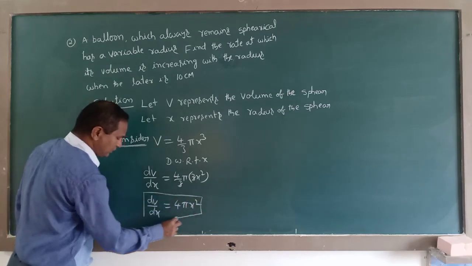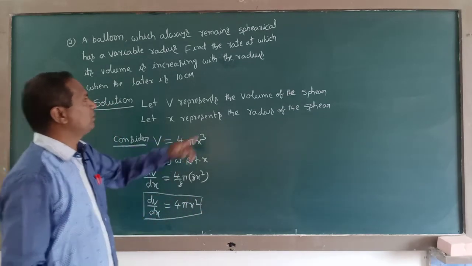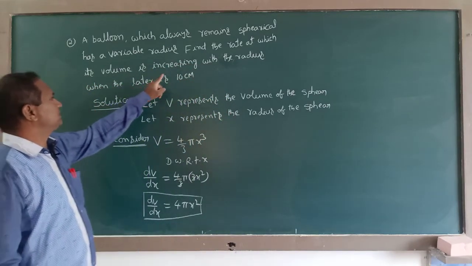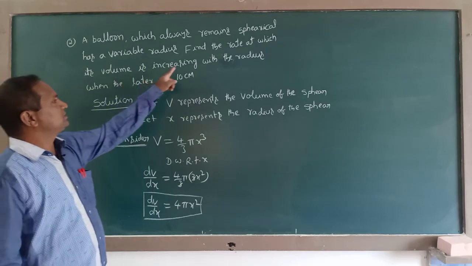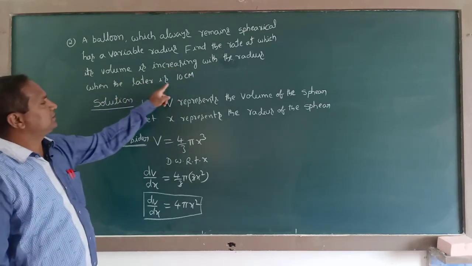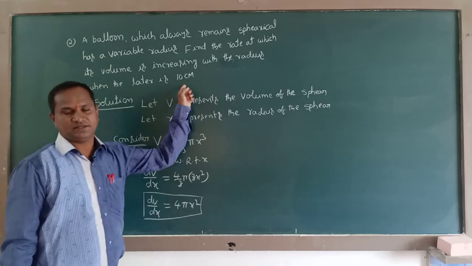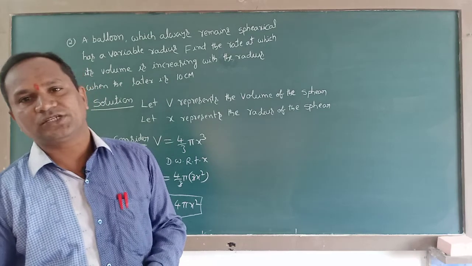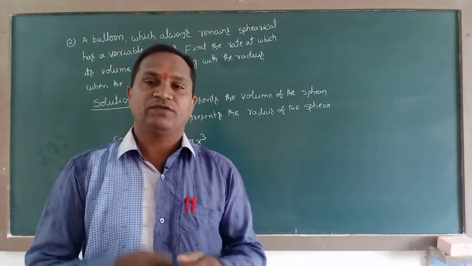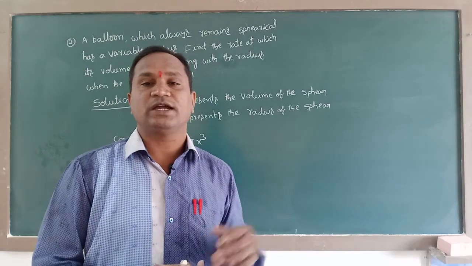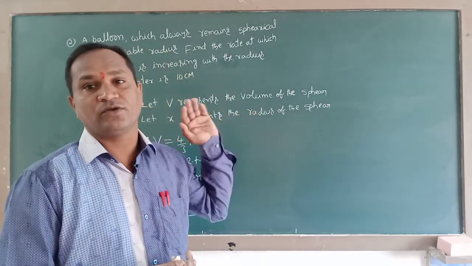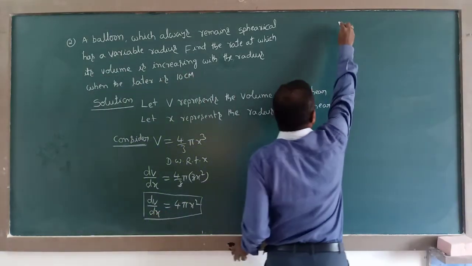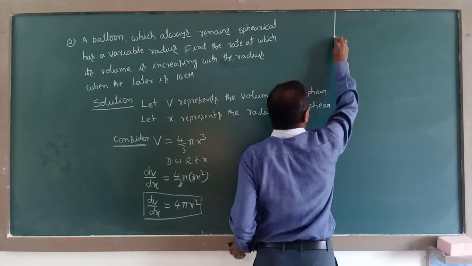In this case, we are going to substitute x equal to 10 here. They gave 10 also: the volume is increasing with respect to the radius when the radius is 10 centimeters. Its meaning is, when the radius is 10 centimeters, what is the position of volume? Position of volume means how much it is increasing. About that we'll discuss now. See here, dV by dx at x equal to 10 is what we are going to find.